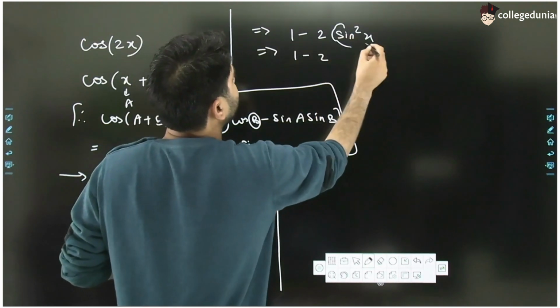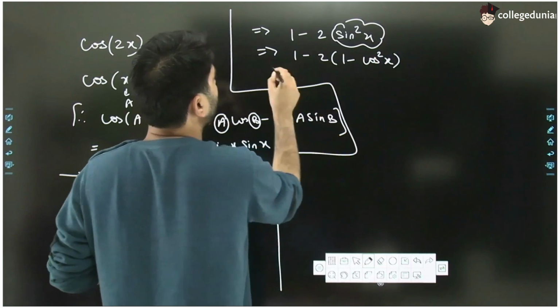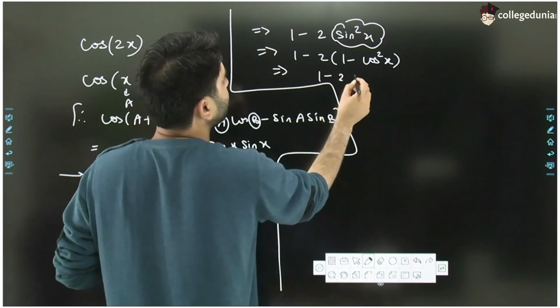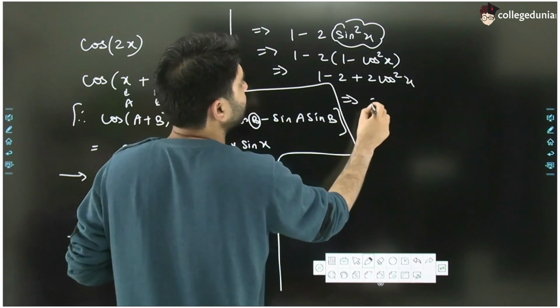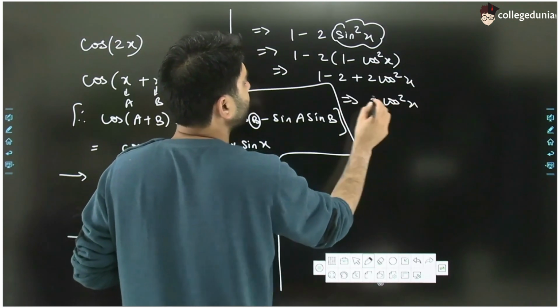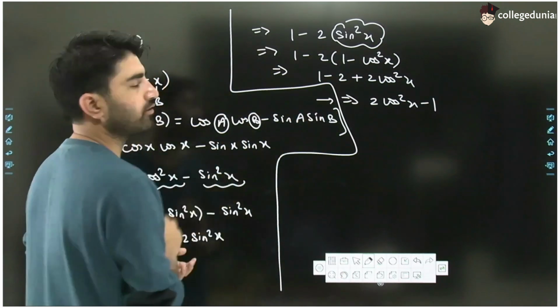Now again we have 1 minus 2 sin square x. This sin square x can be written as 1 minus cos square x. So this will become 1 minus 2 plus 2 cos square x, and this will become 2 cos square x minus 1. This is the third formula of cos 2x.